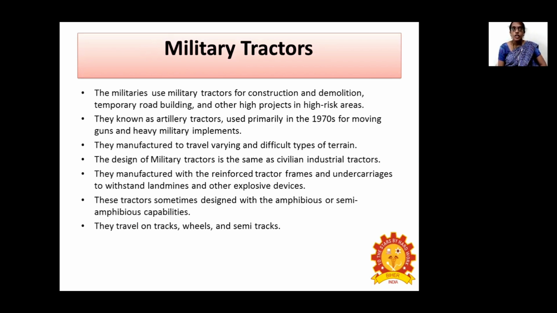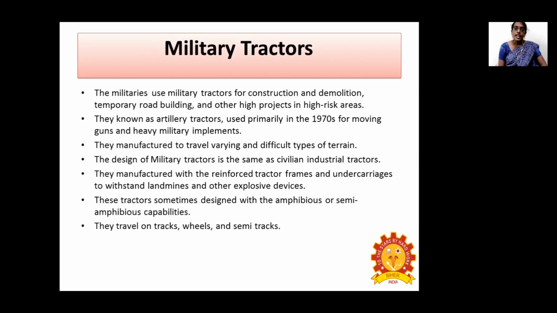So they are used to travel over varying difficult types of terrain. The design of this military tractor is the same as that of civilian industrial tractors. They can be manufactured with reinforced tractor frames and undercarriage frames in order to withstand landmines and other explosive devices. These tractors are designed with amphibious or semi-amphibious capabilities.